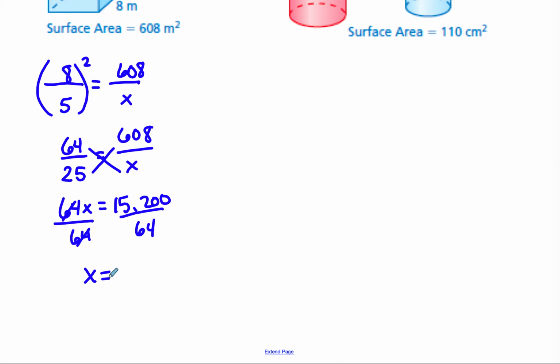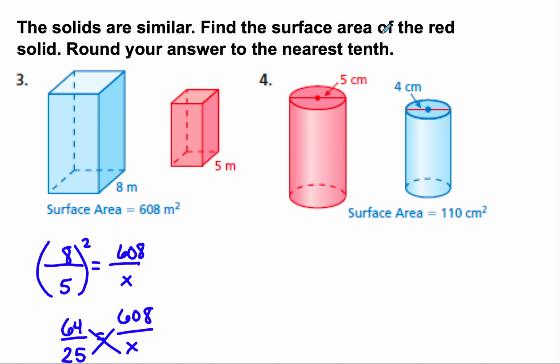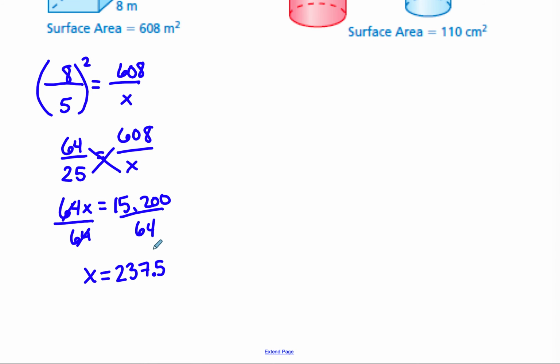All right, so when I divide, I get 237.5. Let's double check before I put my label in, make sure I have to round to the nearest tenth. Okay, so that already gave me an answer in the nearest tenth. I don't need to round it. Meters squared.